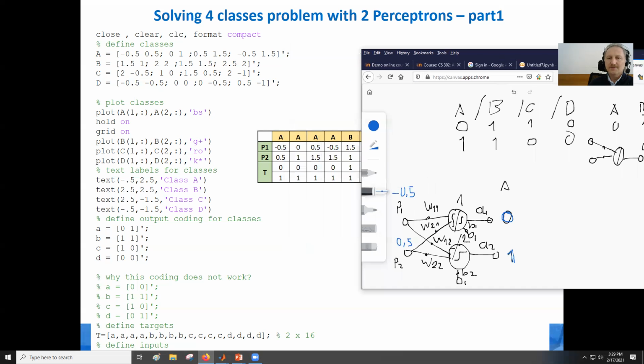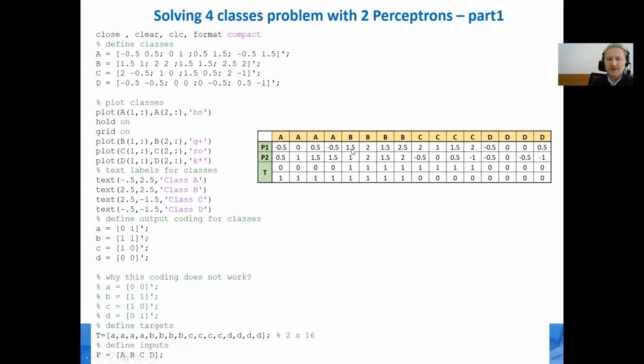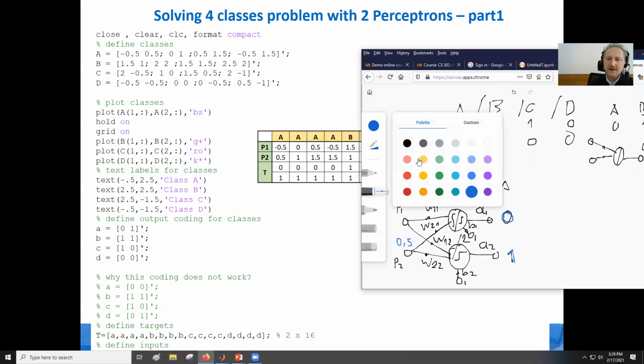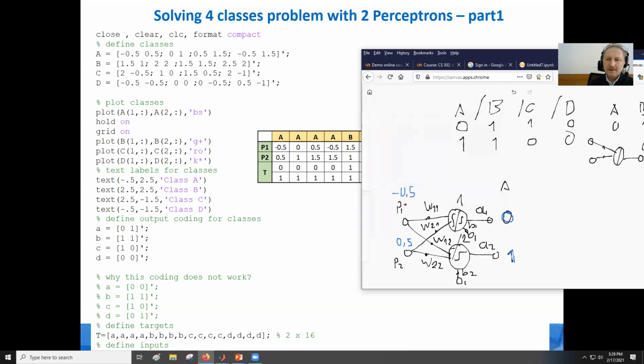Another case, for example: look at this case. If the first input is 1.5 and the second input is 1, the output should be 1, 1. It is a B case. So I think you understand. If you want to solve a 4 class problem, you need to use 2 neurons, because in that case you can produce these codes.